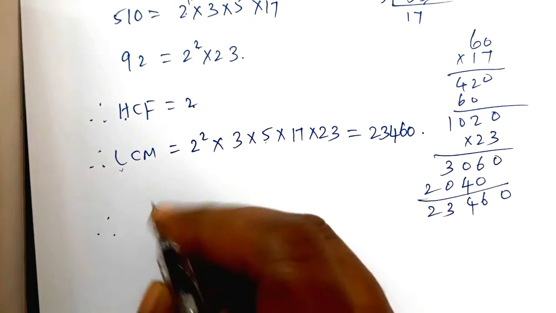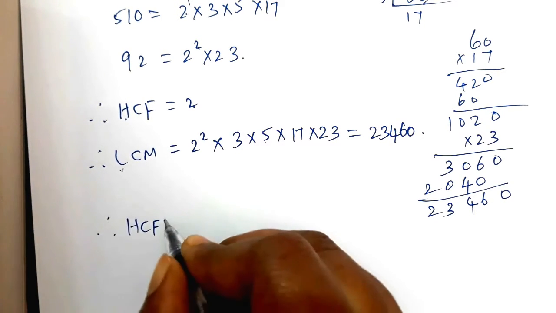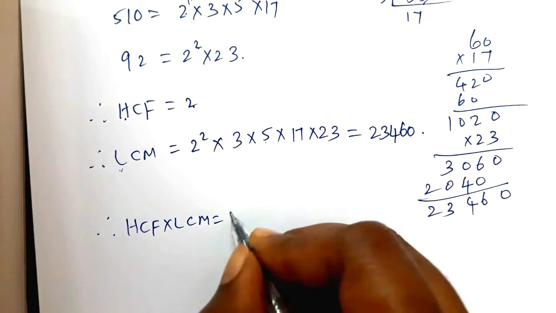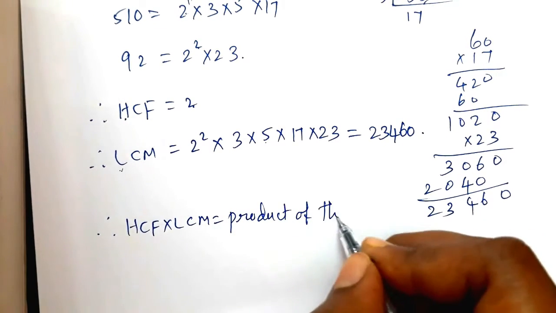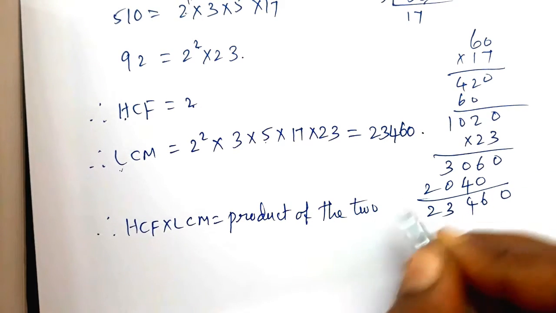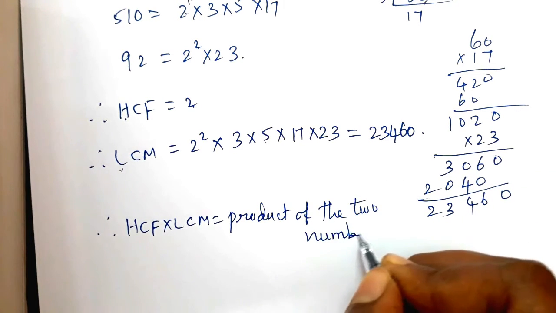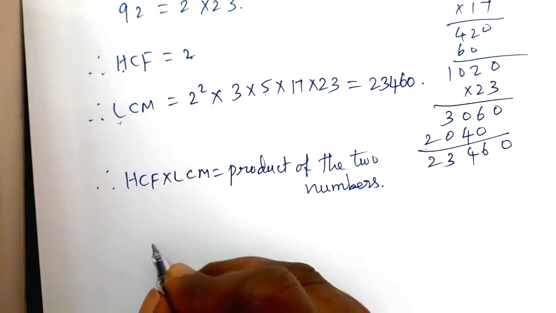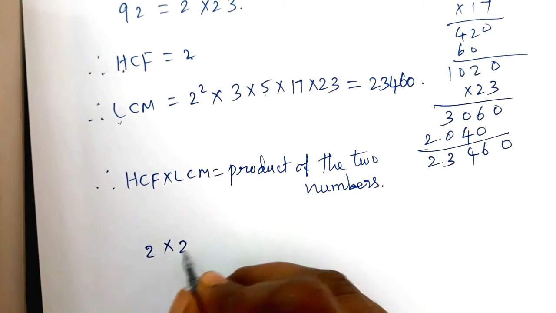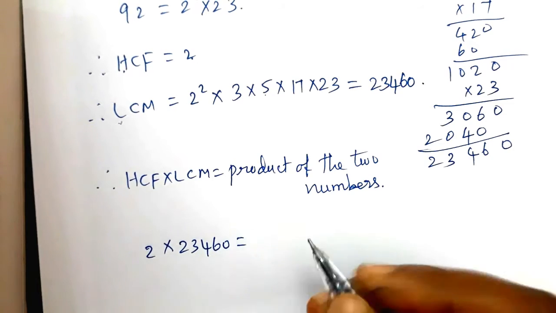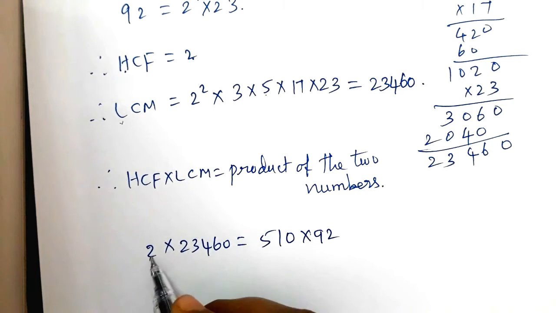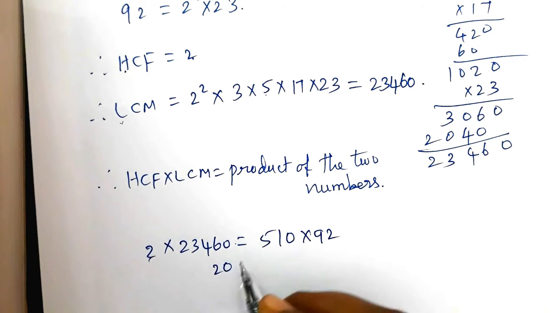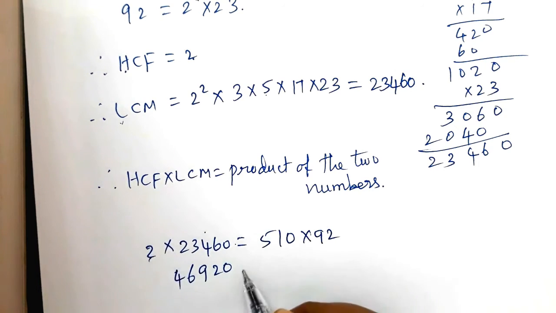Now do the verification. HCF into LCM equal to product of the two numbers. Now our HCF is 2, our LCM is 23,460. The given two numbers are 510 into 92. Do the multiplication here. 2 zeros are 0, 2 6s are 12, carry over 1, 2 4s are 8, 8 plus 1 9, 2 3s are 6, 2 2s are 4.